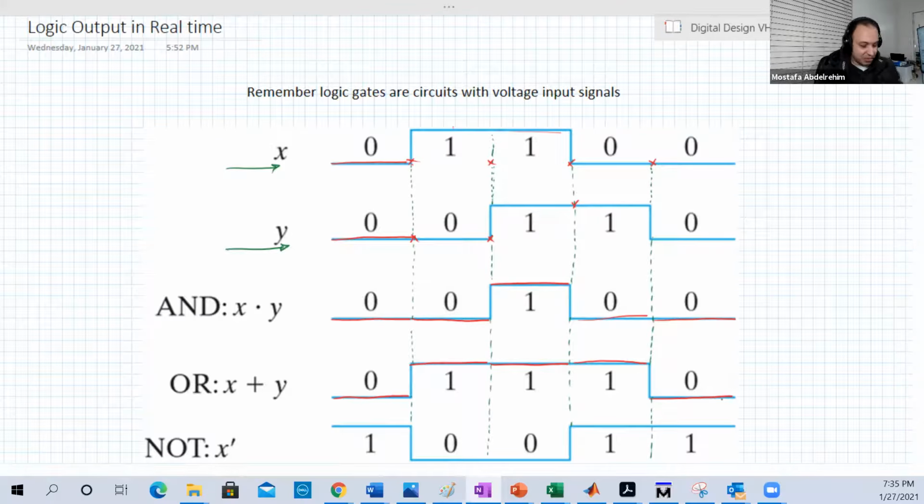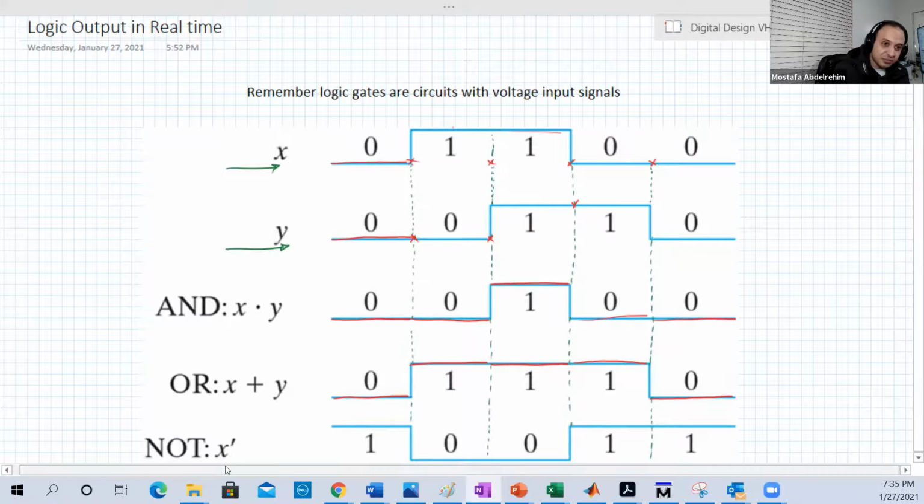Finally, the NOT gate is very simple. So NOT here is not for X. It has an input, which is X. 0 is input, 1 is output, because it's inverting, complementing, flipping. 1 is input, 0 is output. 0 is input, 1 is output.